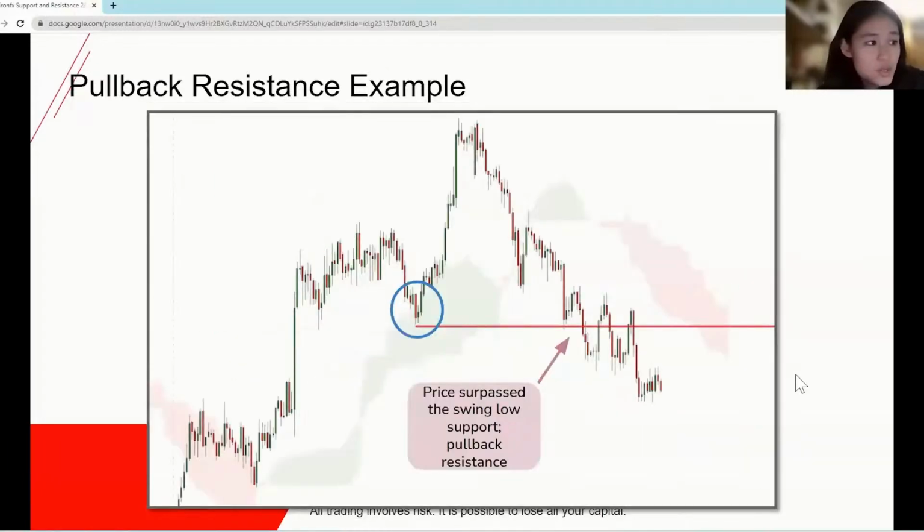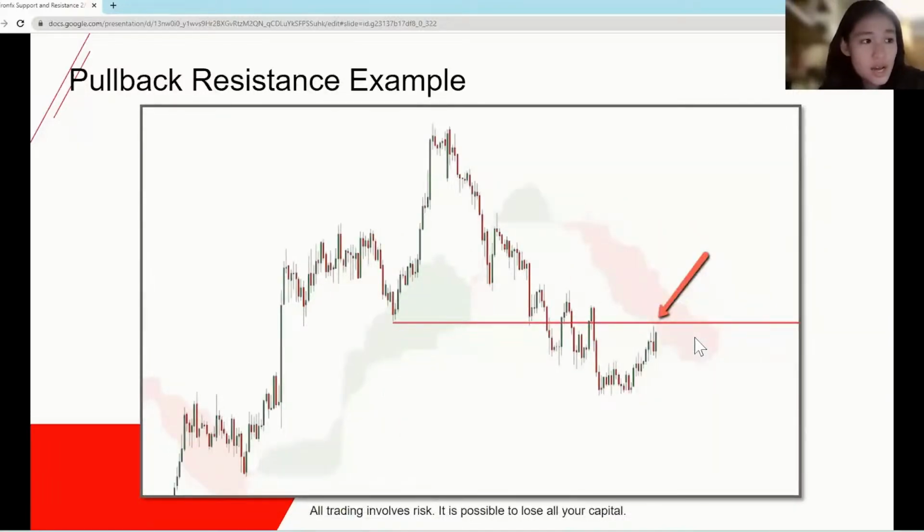Okay, so here's another example from an actual chart. So we have a swing low, swing low support, and then price reversed off this level or bounced off this level, and it broke the swing low support, thus becoming a pullback resistance. So as I mentioned earlier, pullback because we're expecting price to retrace back to that level. So you can see, ultimately, this is exactly what happened after that.